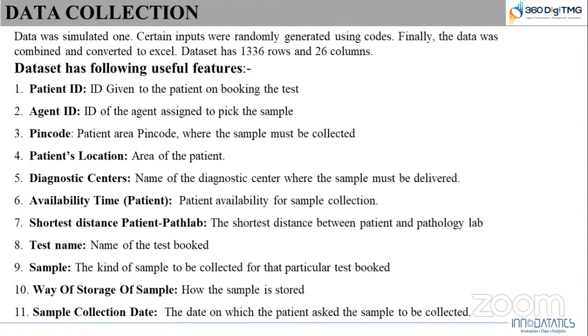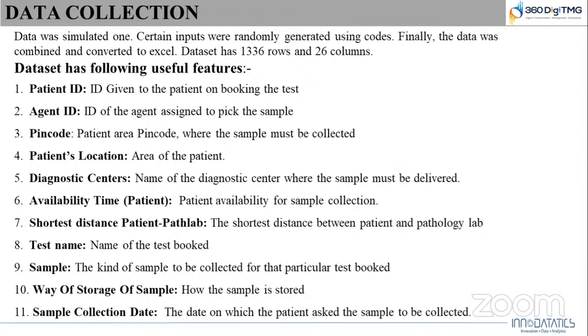Since patient names can be the same, we have assigned every patient a random patient ID, which will be very useful in tracking patient data. Second is agent ID. Every agent will have a different ID, which will be helpful in assigning a schedule to the agent. Third is PIN code. PIN code is the area the patient is living in. Fourth is patient location, the area of the patient.